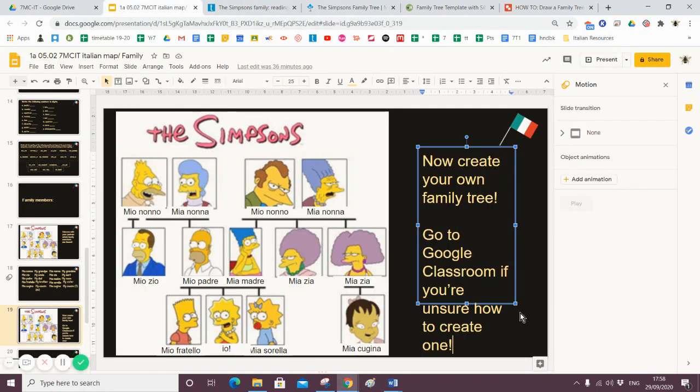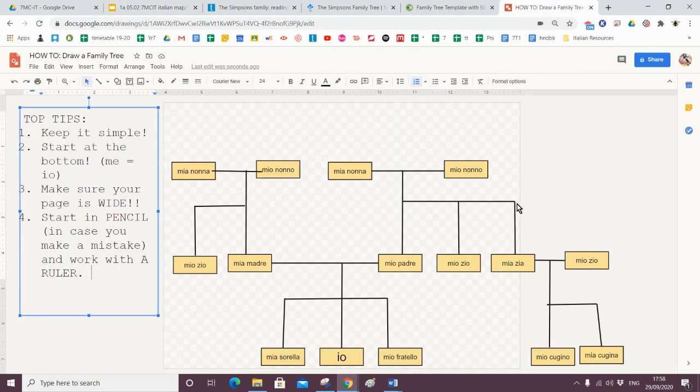And then obviously in our lesson here, we've got pictures. So if you want to be even more creative, you can add pictures in if you're a good drawer. But that is how to draw a family tree for our Italian lesson.